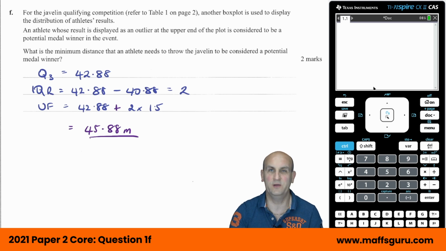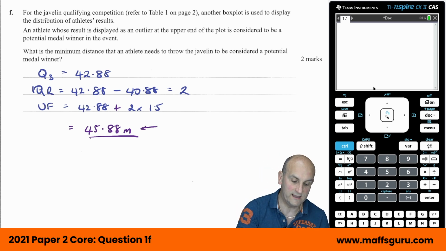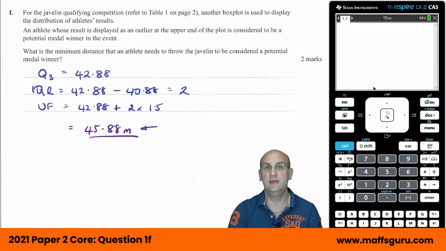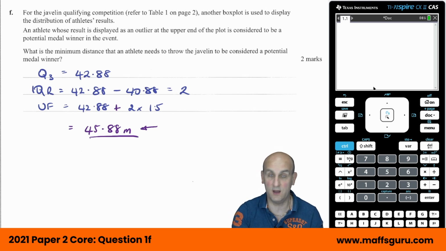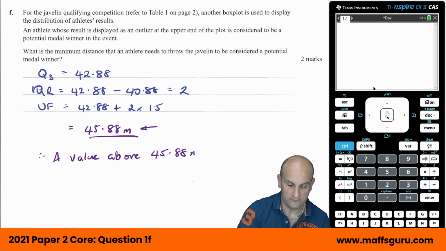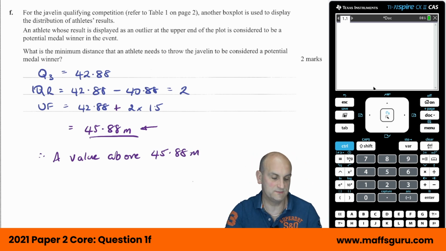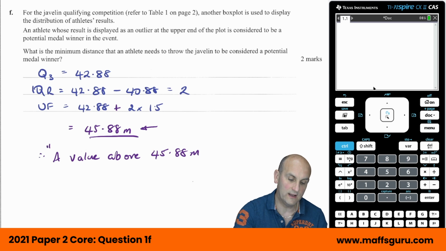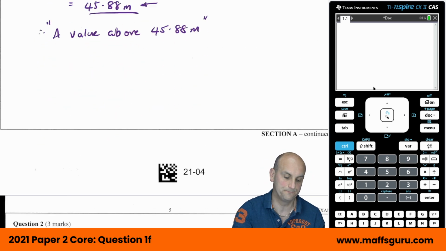Now, this is where I think the trick to the question came in, because you can't just put 45.88. This value is the highest value, and I think it includes. So any value higher than that will give the potential to be a medal winner. So my exact answer would be a value above 45.88 meters. I don't know how you could be specific there, and maybe VCAA will accept any value that's higher than 45.88. I have a feeling they're looking for something a little bit more specific.